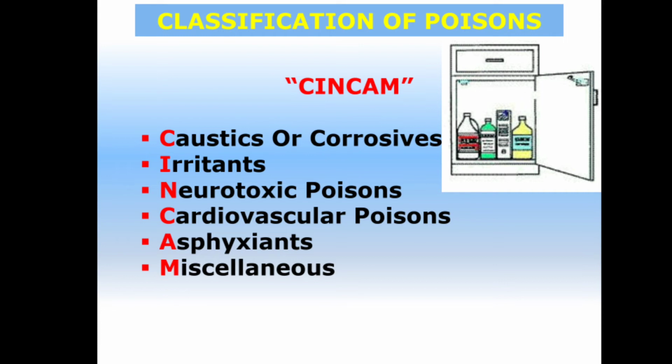These are the 6 major categories of poisons. What we call classification in medical terms is represented by these 6 groups, each of which of course has subcategories, so you need to remember that also. So let us look at the first group, caustics or corrosives.